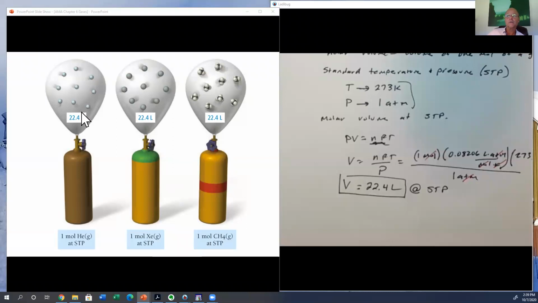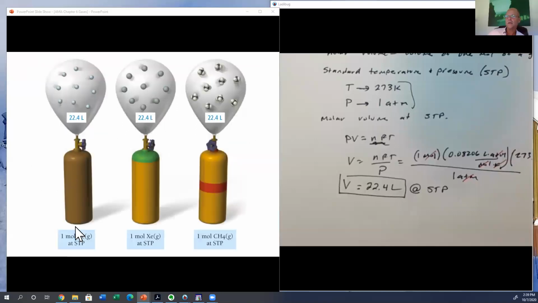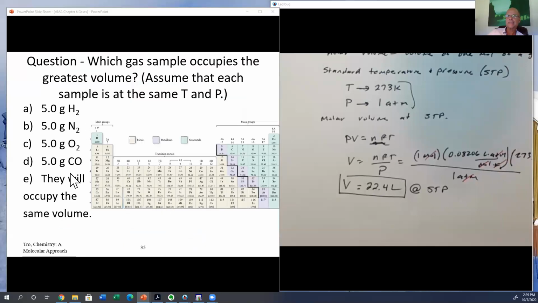So now the question is asking, if you have the same mass of several different gases, which one has the greatest volume? First of all, would they have the same volume? Yes or no? No, because you can tell here, these have the same volume, but they have different masses. This is asking you, what if you have the same masses? Which one has the greatest volume?